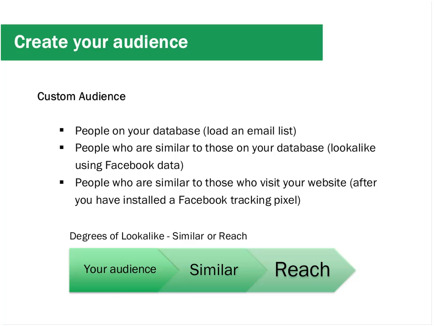So the other tool that you can use now is people who are similar to those who visit your website. Through those tracking pixels that we were talking about before, Facebook can now identify people who are similar to those who have viewed those tracking pixels. If the tracking pixel has been placed on your website, you can create an audience of people who are similar to your website visitors. If the tracking pixel has been placed on a purchase confirmation page, you can make an audience of people who are similar to those who've actually completed a purchase.